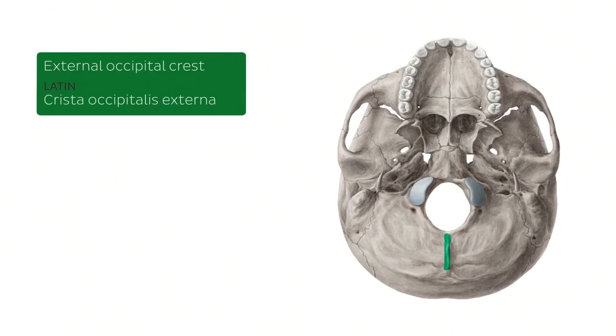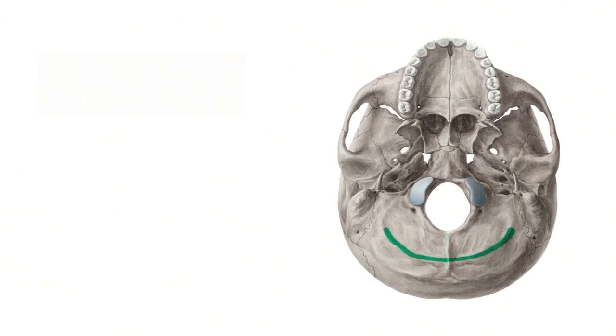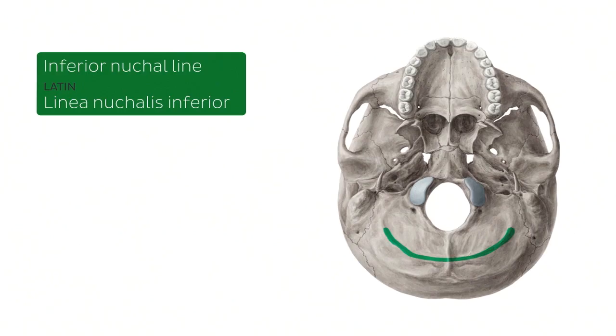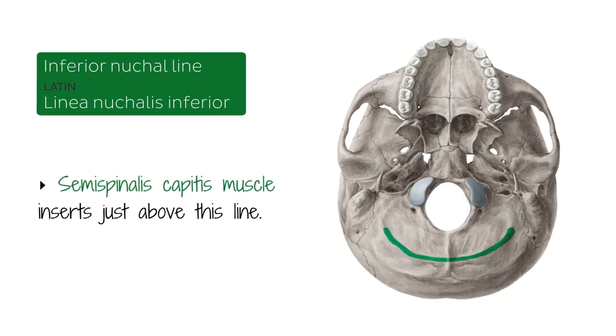The next structure on our list of structures on the inferior view of the skull is a line. It is known as the inferior nuchal line. The inferior nuchal line runs inferior to the superior nuchal line, which is this line here that we can also see. And the muscle known as the semispinalis capitis will be inserting just above this line.